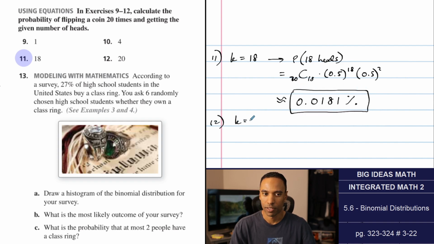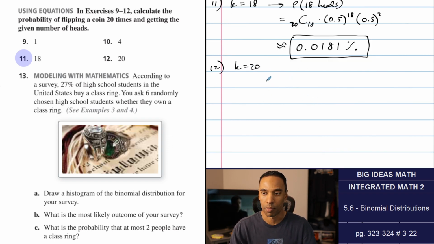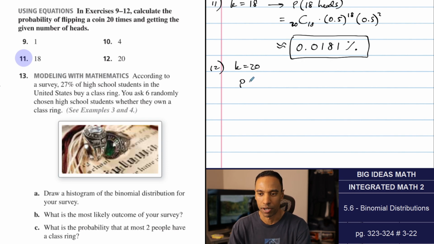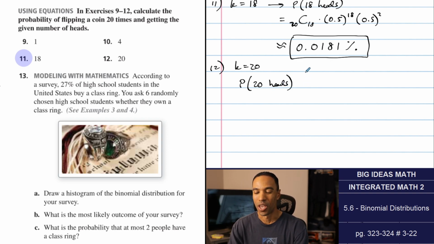And then number 12, K equals 20. This is going to be the lowest of the low. It's going to be the same as probability of 0 heads. So this is going to be even lower than that first one we had. Probability of, not 0, but it is the same. Probability of 20 heads. Every single time you land on heads? No.